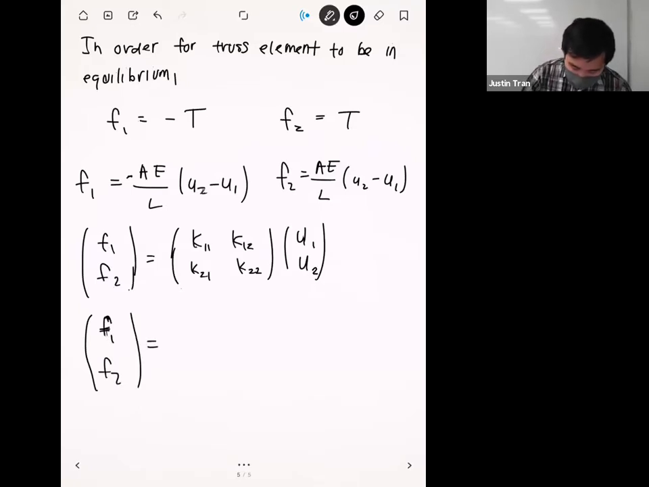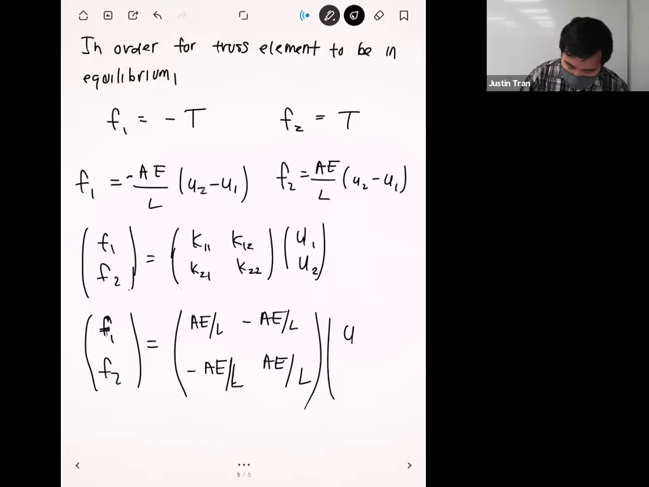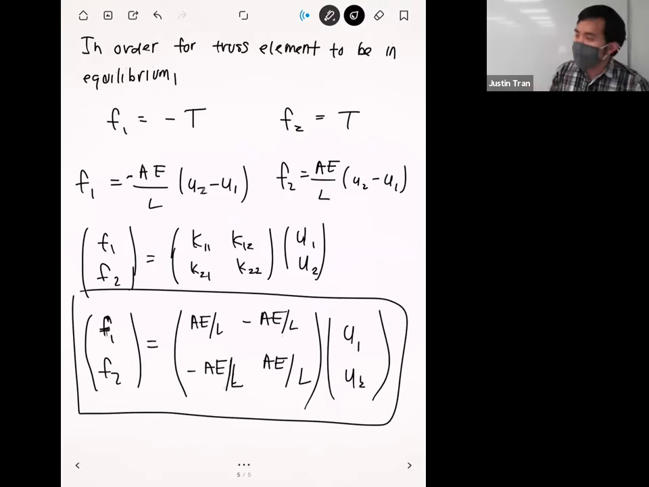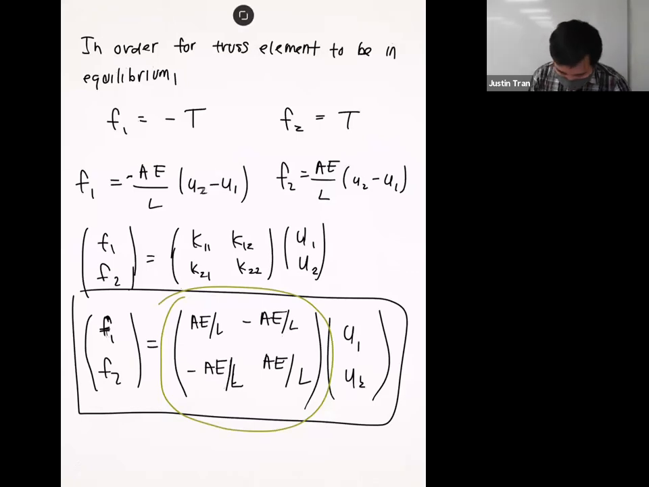Using the equations that we have above, we have positive AE over L, minus AE over L, minus AE over L, and AE divided by L, times U1, U2. And so here is our full element system, and this matrix right here is our element stiffness matrix for a truss.